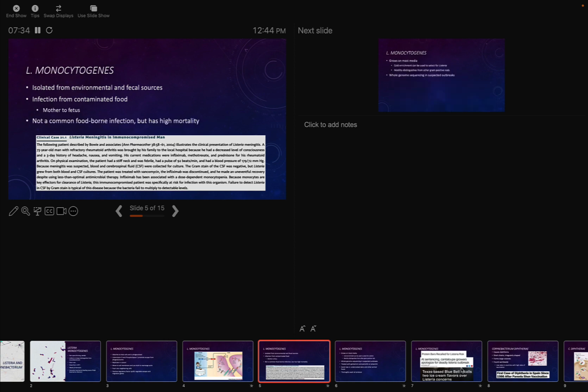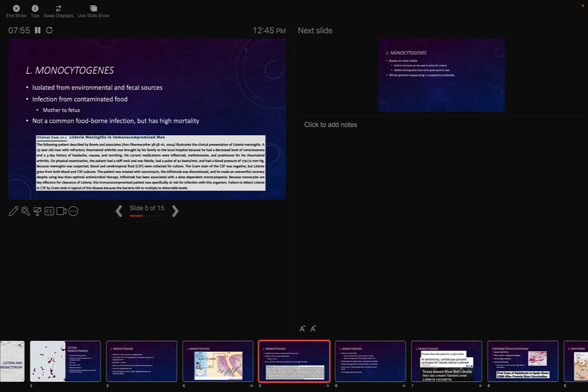It is not a terribly common foodborne illness. We tend to think of things like E. coli, Salmonella, Shigella, right? More common bacterial infections. But it has one of the highest mortality rates. So when patients do get this, more of them tend to die.